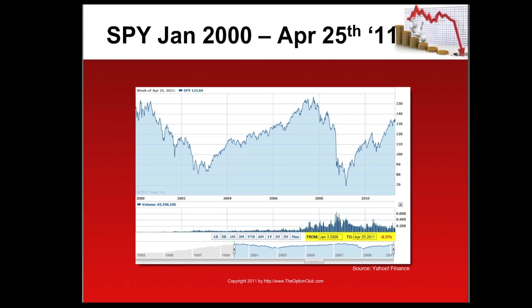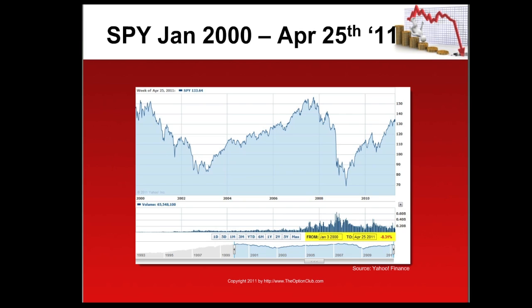Now I pulled these snapshots off the Yahoo Finance board, probably back in April earlier this year, and all I wanted to do is demonstrate what a buy and hold investor has been experiencing since the turn of the century, basically starting in 2000, and it's been quite a ride.